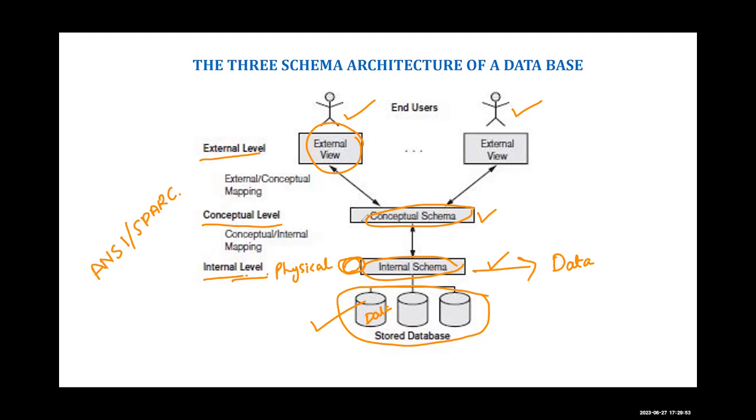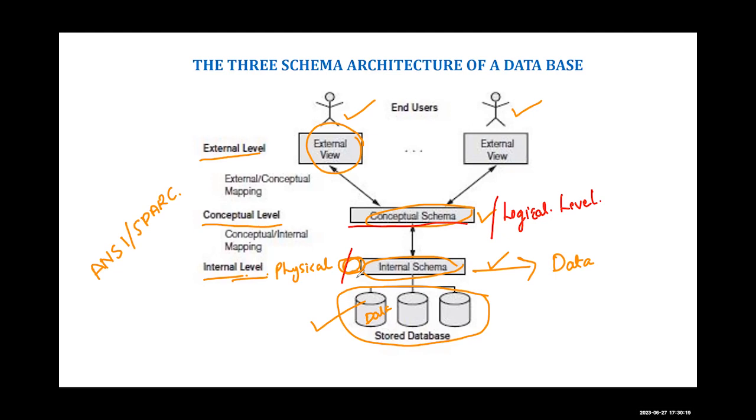Next comes our conceptual schema. So what is happening here? This level of abstraction deals with the logical structure of the entire database. So here we are only going to see the logical structure of the database. That is why it is also sometimes called the logical level. So we have two names here: conceptual or logical, physical or internal. Right.